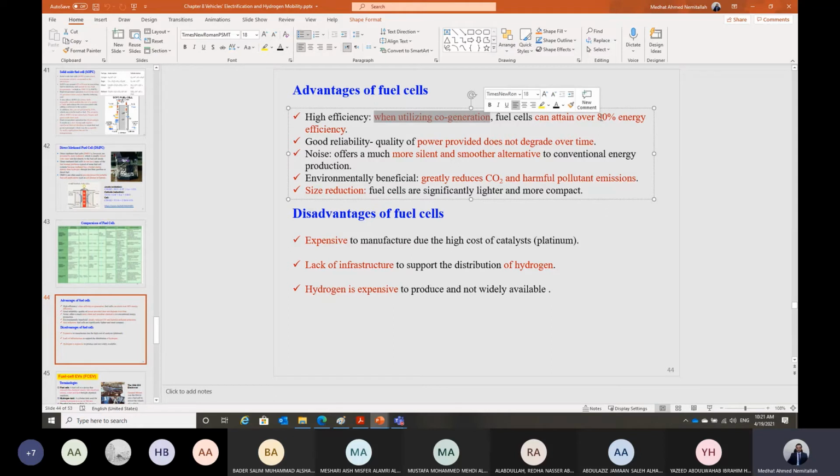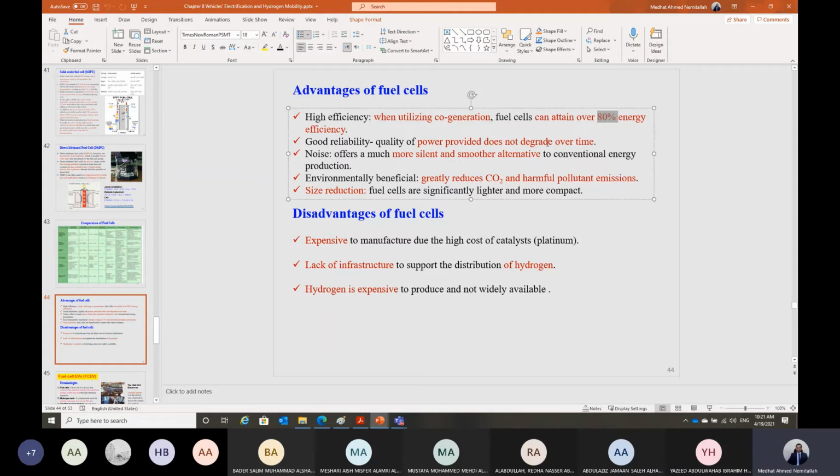In this case, if we recover this heat, it can approach efficiency of up to 80%. Also, the power provided does not degrade over time, unlike the case of batteries. Batteries need to be recharged from time to time, and after some time, the battery will not be able to work. Its operation degrades with time.